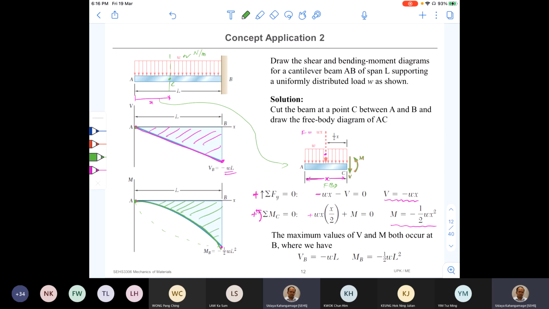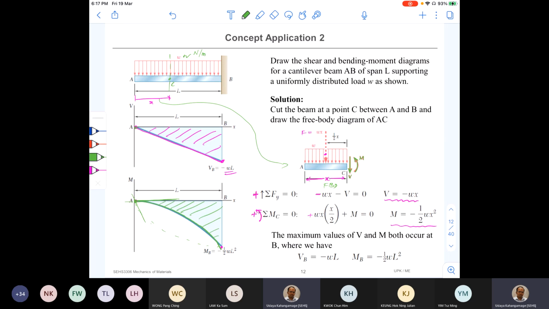Right? Shear force is 0. That means the bending moment curve slope should be 0. So that means this is the slope 0. That is the reason why it is in this way. But if I draw like this, that means at this point there's a slope, right? The slope is not 0. Okay, so you will understand it next week.